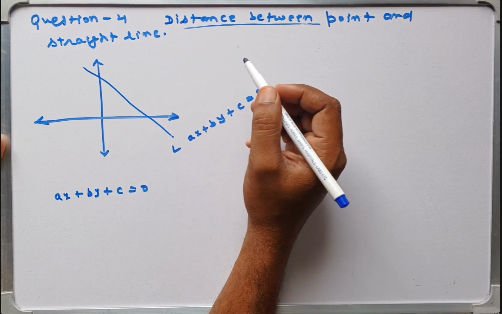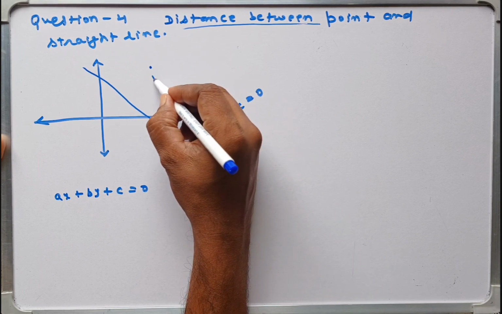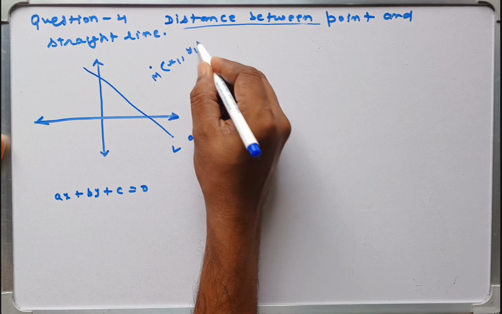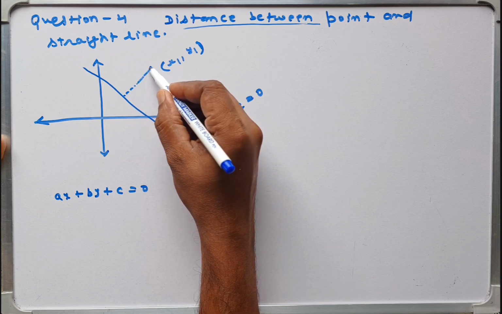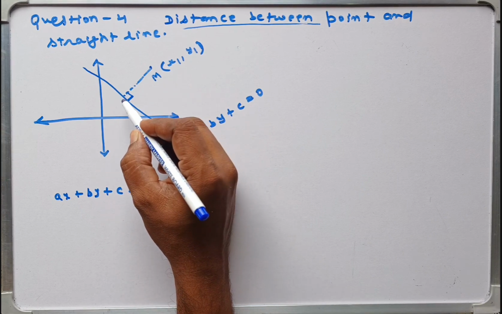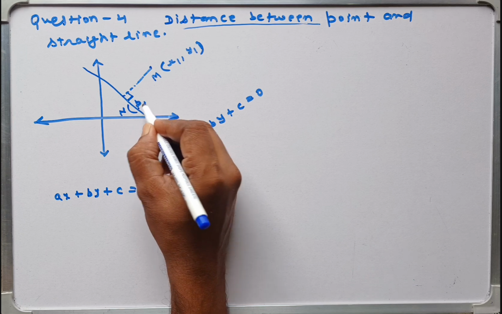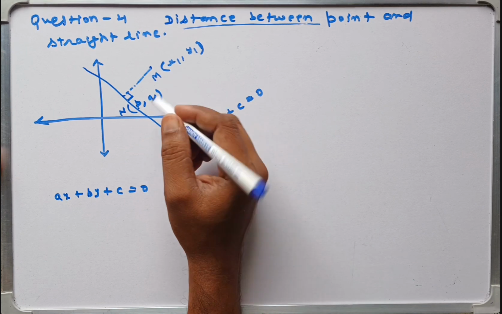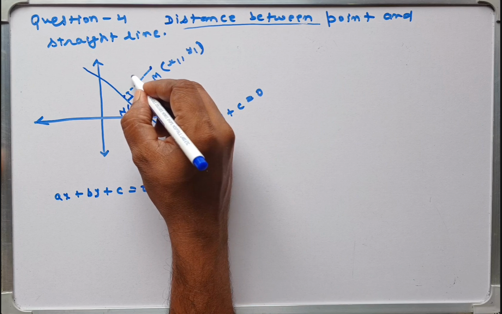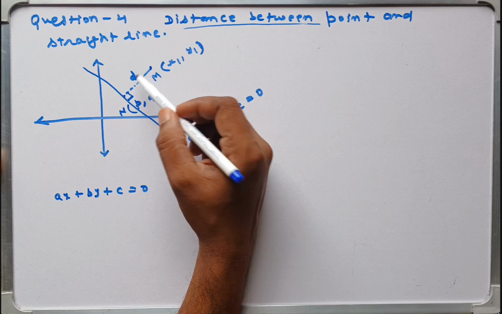Take an arbitrary point here, say this is M, whose coordinate is x1 comma y1. And if we draw a perpendicular line from here to here, and say this point has coordinate, suppose, p comma q. So if the distance between this point and this one is d, then how do we calculate the value of d?